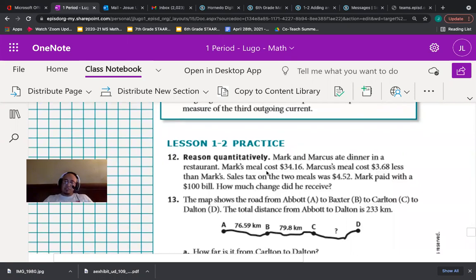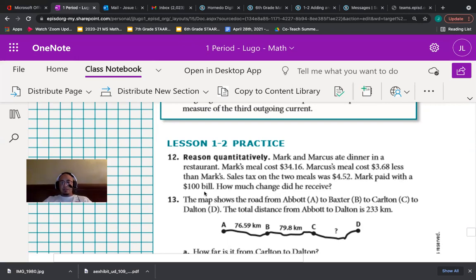Mark's meal cost $37.16. Okay, Marcus's meal costs $3.68 less. Okay, so just subtract this from 34.16 to get Marcus's meal. Cool. Obviously, once you get that, you'll know the cost of Marcus's meal. The sales tax on the two meals was $4.52. Not a problem. You're going to add the cost of the two meals and then add the sales tax. That's going to be the total cost of the dinner.